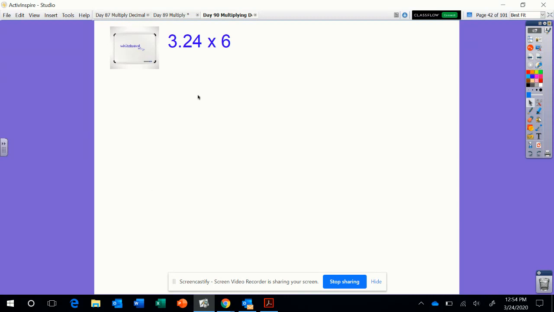Okay, I'm going to let you try this again. Look where the decimal is. Look how many times you have to move it to make it a whole number, and then put it back. Pause.